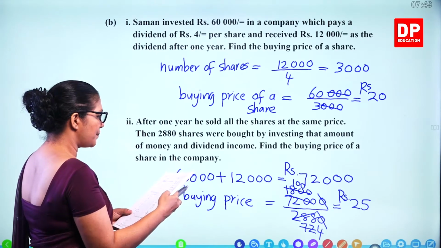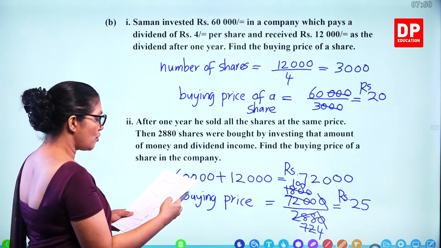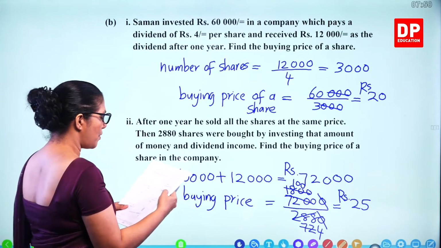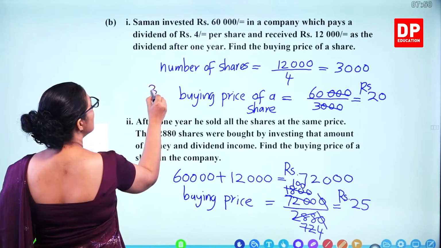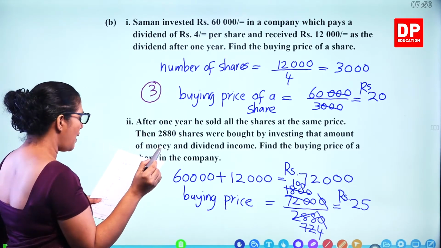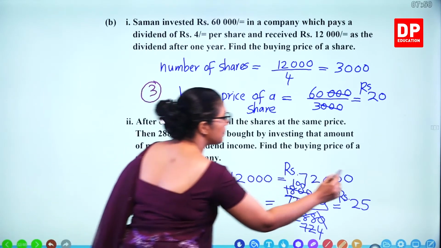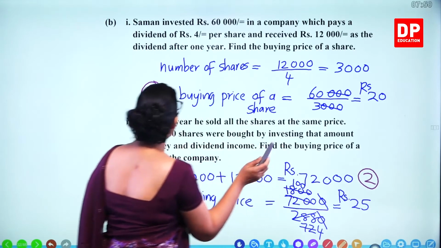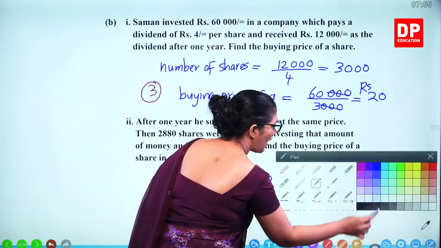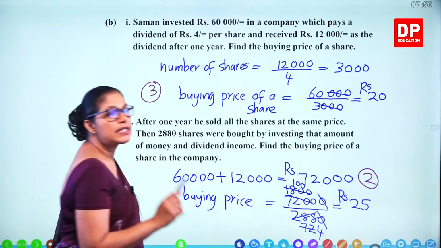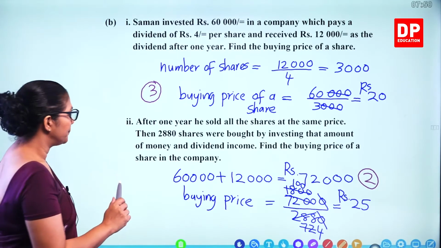How many marks? You get 3 marks for finding number of shares, and here finding the buying price. And for the second part, you get 2 marks. So earlier we gave 5 and these 2 parts 5, altogether 10 marks for that question.